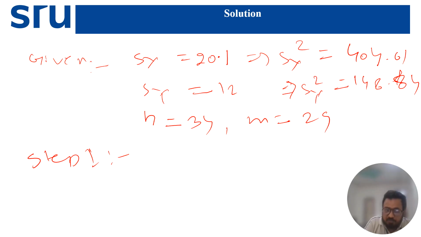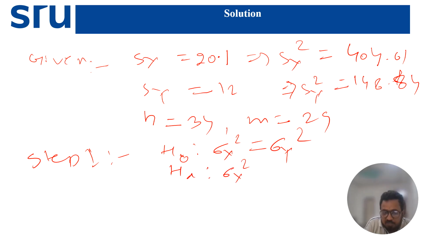Now in step 1, we will formulate the hypothesis. The null hypothesis H0: sigma x squared is equal to sigma y squared. What is the alternative hypothesis? HA: sigma x squared is not equal to sigma y squared.